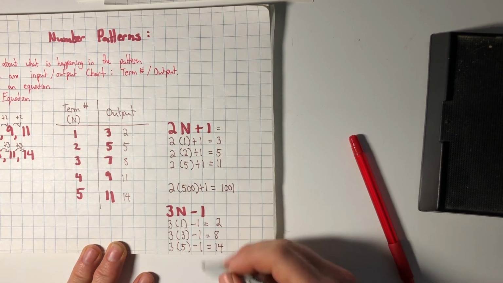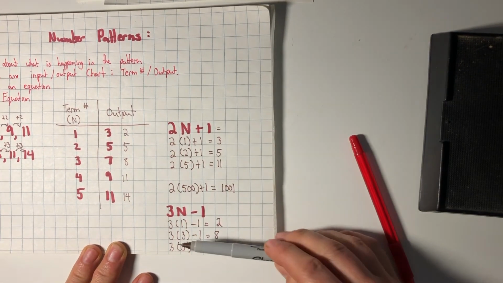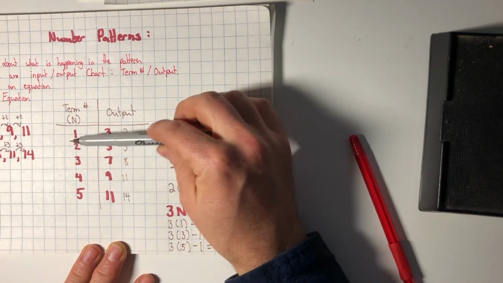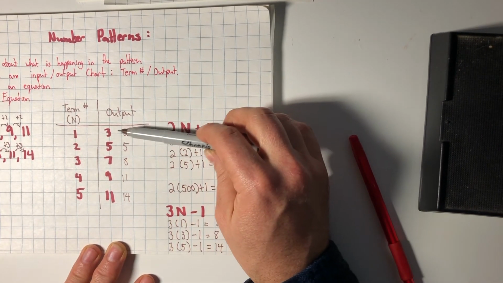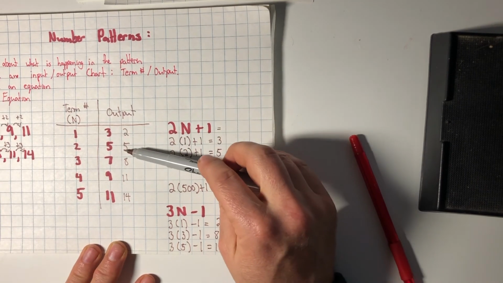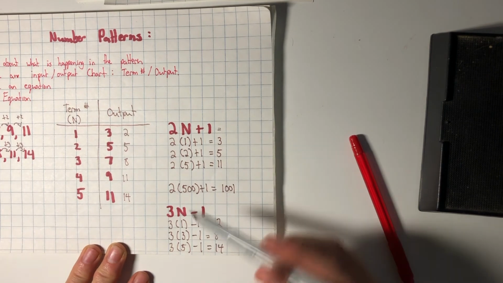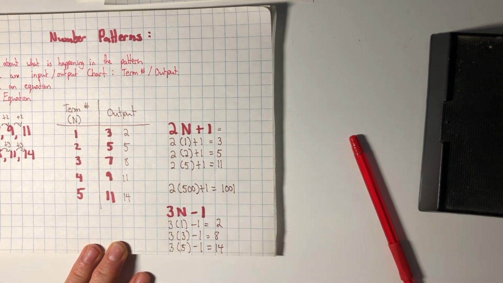I do suggest that you try it 3 times, especially the third step and the fifth step, because some funky patterns will have the wrong equation, and it will give you the right answer for the first 2 steps, but then things go wonky, and so you want to experiment with a few other steps.